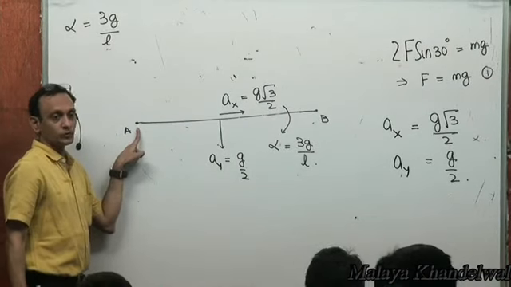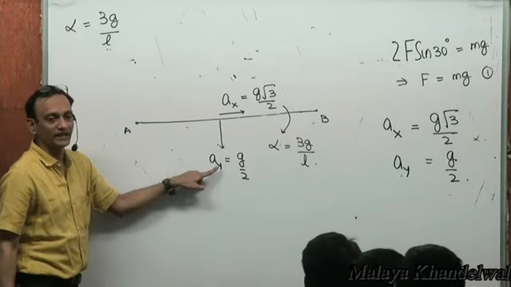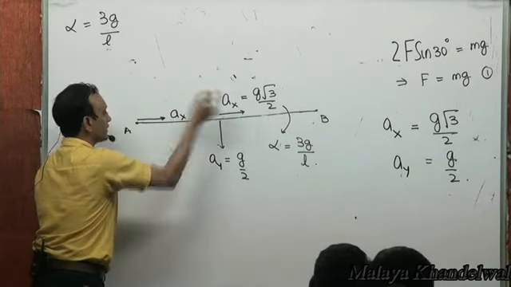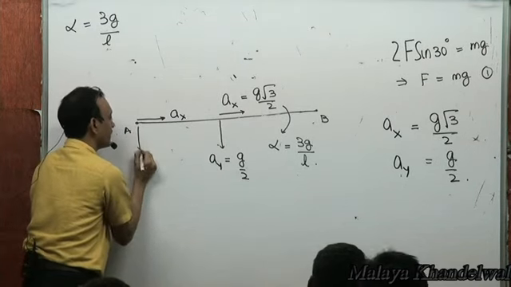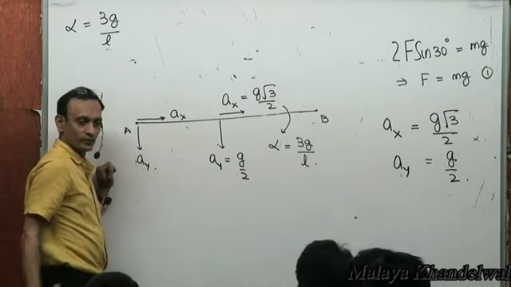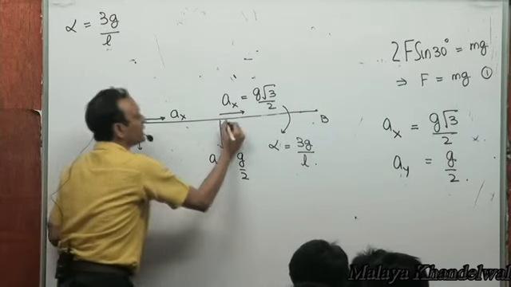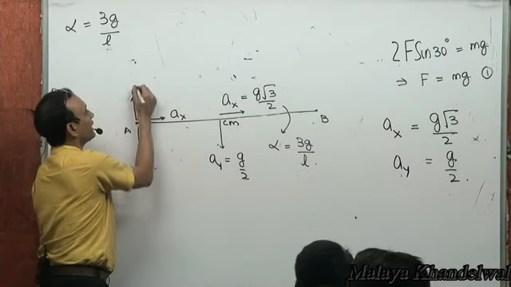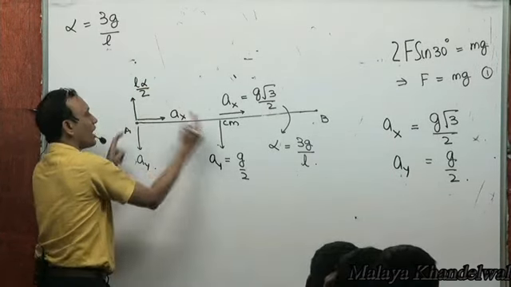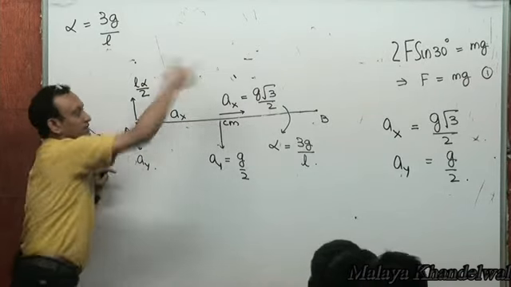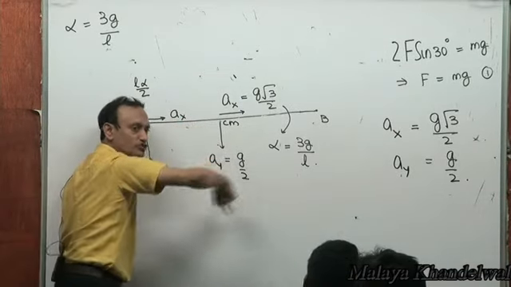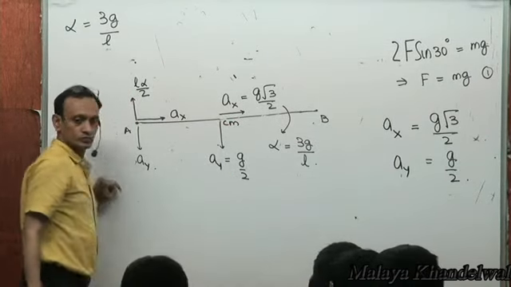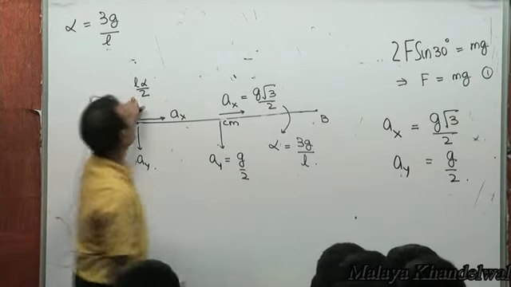Now look at A. Because of pure translation, it will share a common acceleration with the center of mass. So it will have an ax like this and an ay like this. Yes or no? Imagine it to be in a state of pure rotation about the center of mass with angular acceleration alpha. It will have r alpha like this, where r is L by 2. Yes or no?